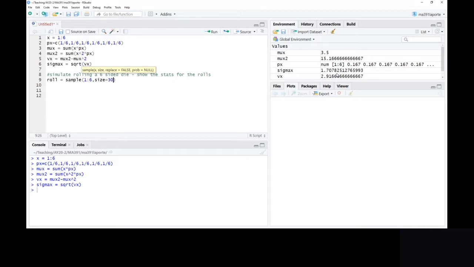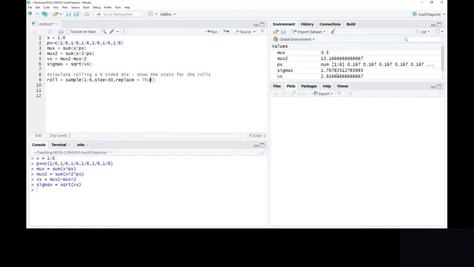So I think we said that a few minutes ago. We'll let our small n be 30. So what this does is it does 30 dice rolls. So it's picking numbers between 1 and 6 30 times, and I got to tell it that I want to replace. Otherwise, it will just take one number at a time, and then you'll be done after 6. So replace is equal to true.